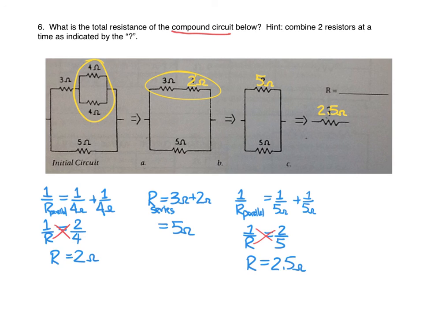So if I wanted to make the same circuit and not use 4, 4, 3, and 5, I could use one resistor of 2.5 ohms to do the same job as these 4 resistors. Okay, so that's how we combine all the resistors in a compound circuit, 2 at a time, to get to our final total resistance.